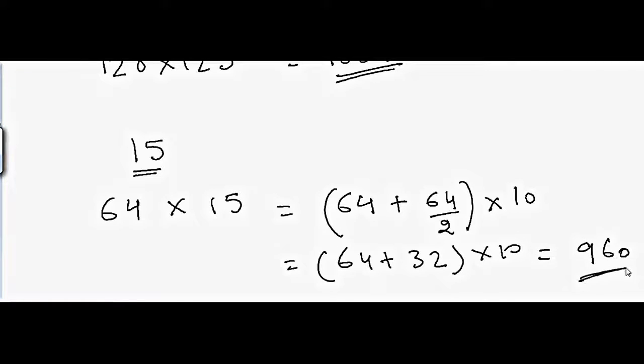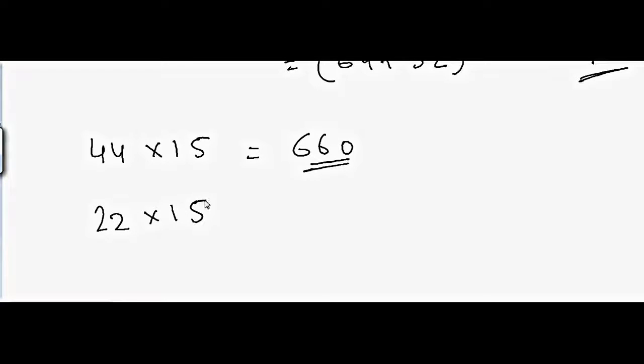Suppose if I have 44 and want to multiply by 15, so I know that 44, half of 44 is 22, so that will be equal to 66, and then a 0, so that will be 660. Suppose if I want to multiply 22 by 15, so that will be equal to 330. And if you want to multiply 66 by 15, that will be equal to 99 and 0.